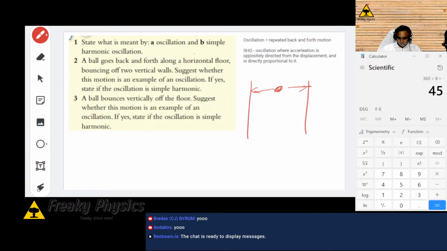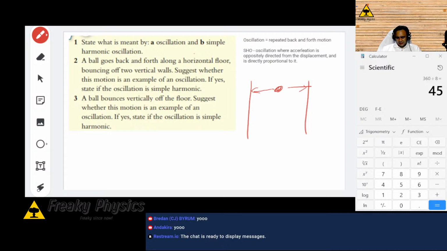Oscillation, yes, but you said no for simple harmonic. Why is it not simple harmonic? Doesn't it lose speed? No, at this point we're still assuming it's ideal. So no loss in energy, nothing. It's just going to bounce between the two walls forever.